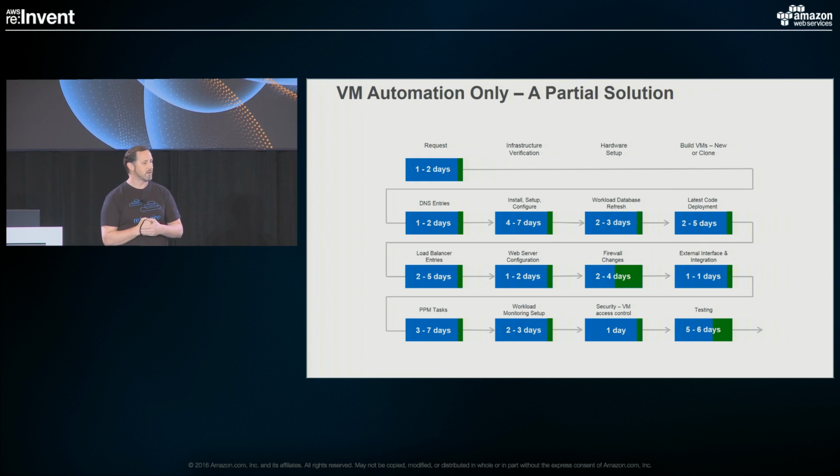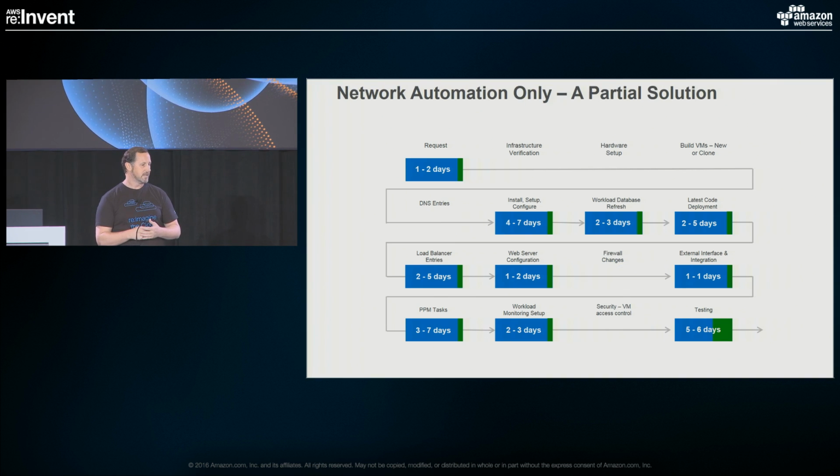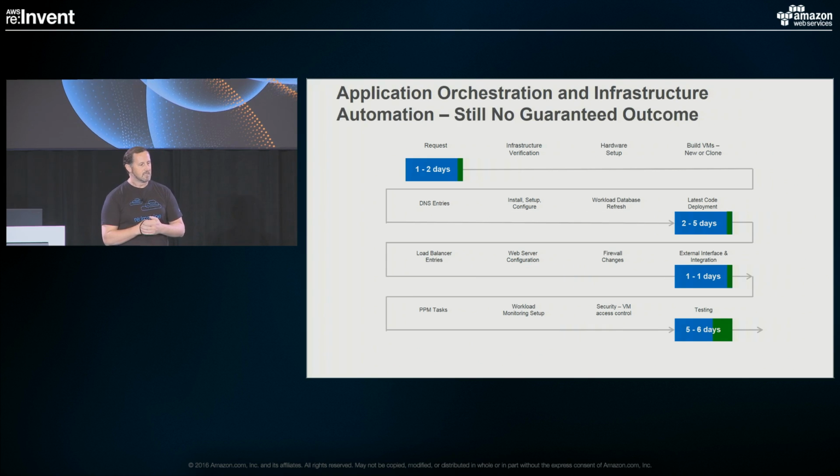So if we just do VM automation, we're taking out some of the steps. We're delivering a virtual machine, but again, I mentioned an outcome. There's still network guys, security guys, application guys, testing, et cetera, that aren't occurring. If we keep adding more, let's get into network automation with software-defined networking. We're removing more of the steps. If we get into full application orchestration and infrastructure automation, we still don't quite have the guaranteed outcome, but we're getting really close. We're down to a handful of days.